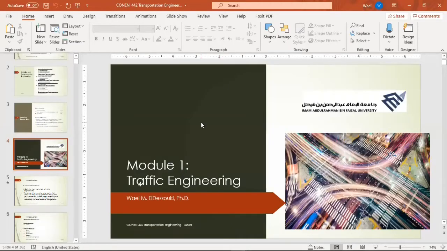Okay. Here we are just revising what we discussed in the previous lecture. We're starting with module one, traffic engineering. Here we are gonna give you the foundation for understanding what is traffic engineering.